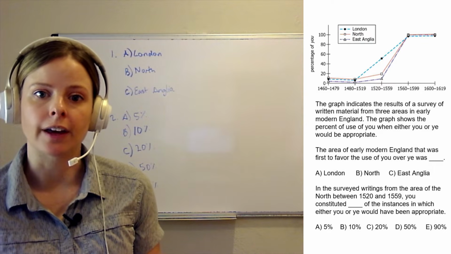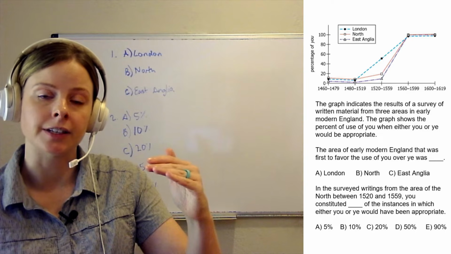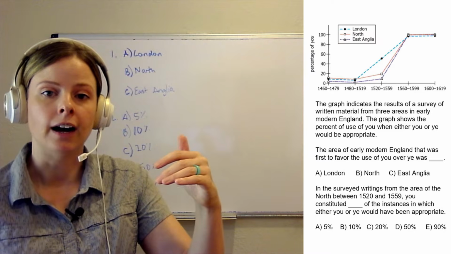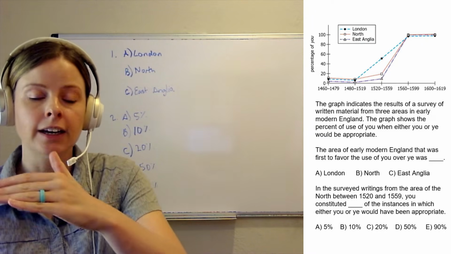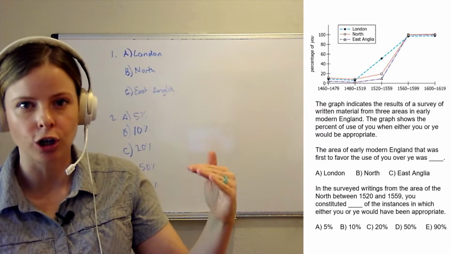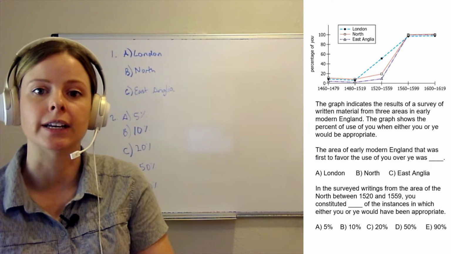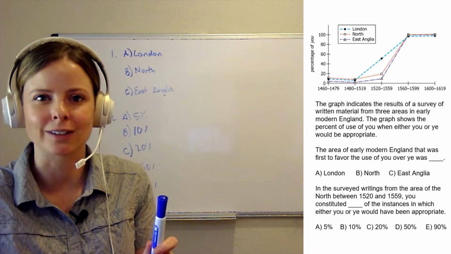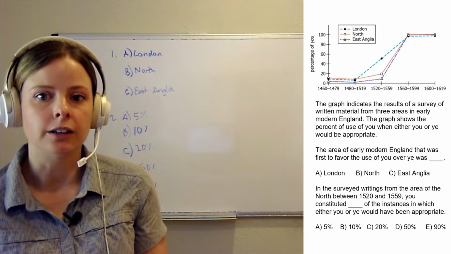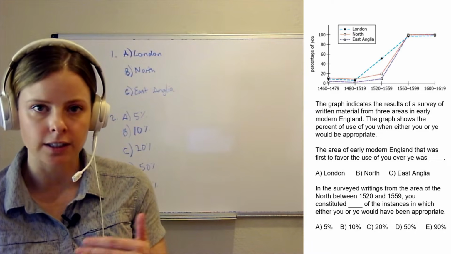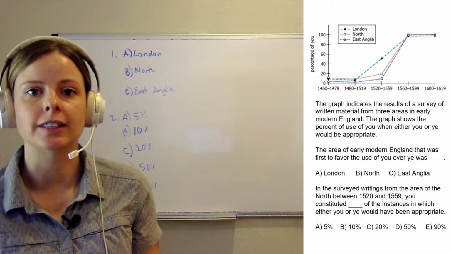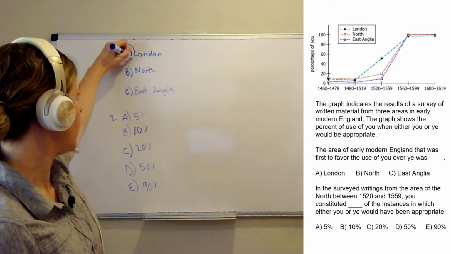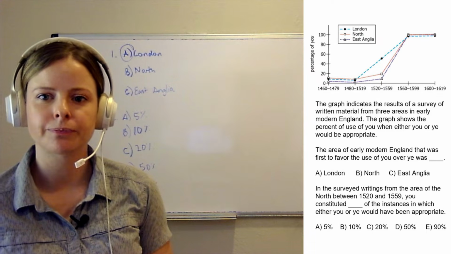So this is a pretty simple question then. All we do is we go up on the y-axis to see, hey, where's that 50% mark where we are starting to favor you? And then just track it along across the line and see, well, who was first? Of these three lines, which one crosses that horizontal line at 50% first? And if you just do that, go up to that 50% mark, which isn't marked, but it's just going to be between the 40 and 60, and just trace it across with your eyes, you'll see very clearly the London line is the first to intersect with that 50% line, which tells us that London was the first area that would favor the use of you over ye. So the answer to question 1 will be A, London.